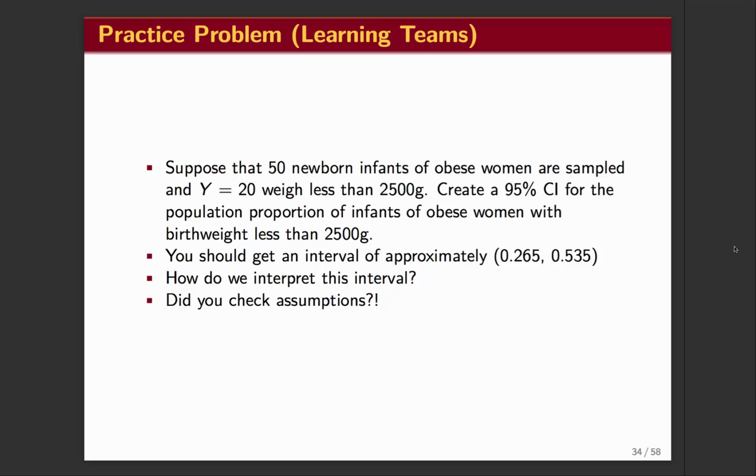So the interval is from 0.265 to 0.535 if you go through and use p hat plus or minus 1.96 times the square root of p times 1 minus p over n. All right, so if I wanted to interpret this interval, anyone want to take a shot at interpreting it?